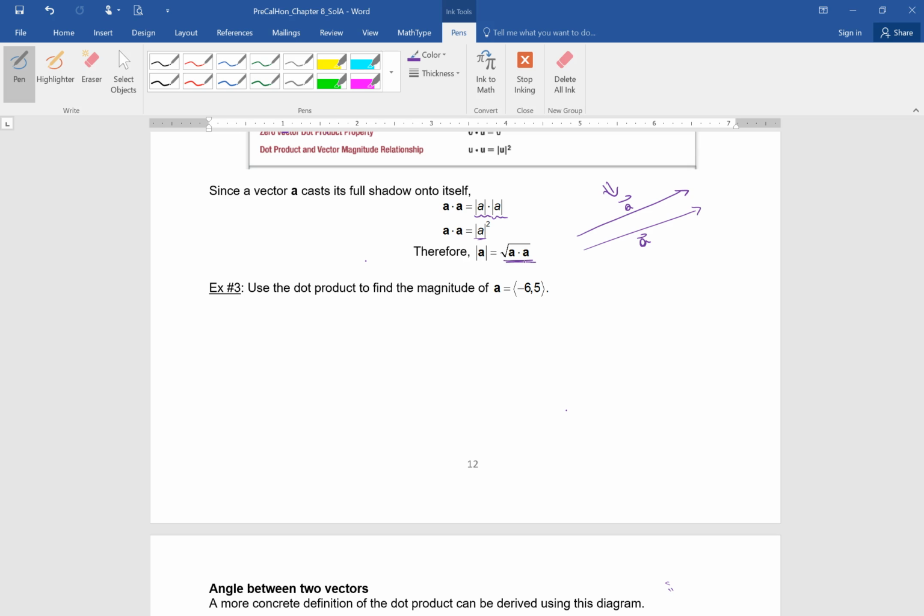Yes. So use the dot product to find the magnitude of this one. So how are we going to find the magnitude? Go ahead and find the magnitude. And people at home watching can find the magnitude.